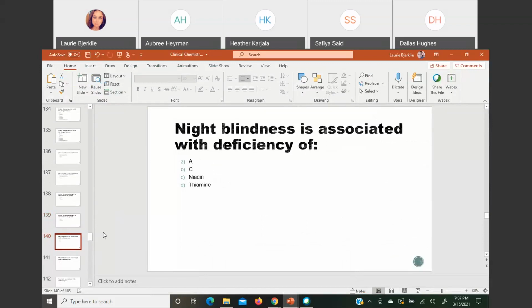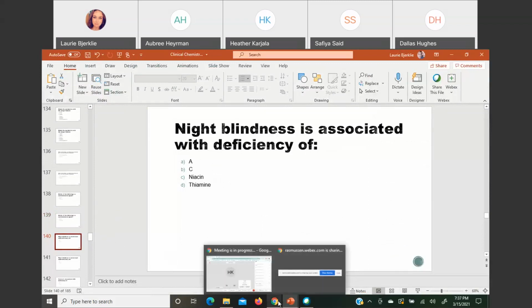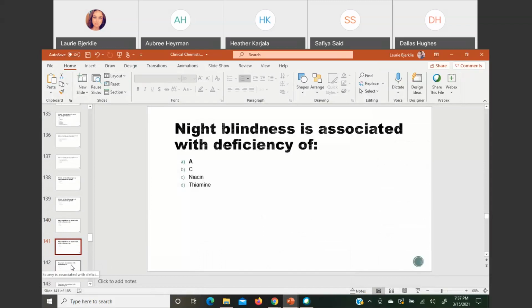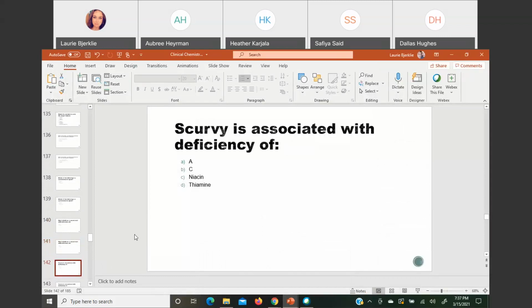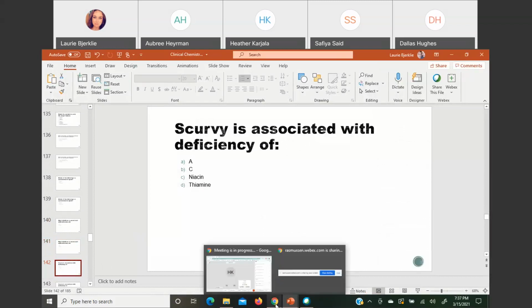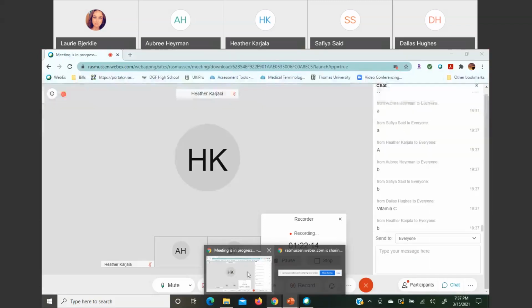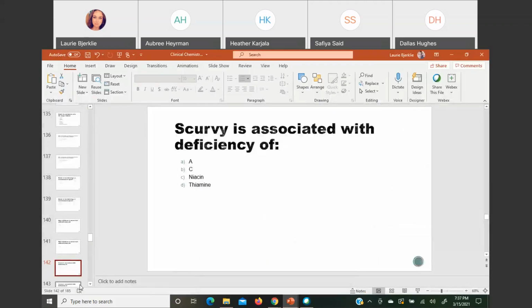Okay, night blindness is associated with a deficiency of what vitamin? Good, it is vitamin A, which is known as retinol, so it does deal with blindness. Scurvy, do you just want to say that like a pirate? Scurvy is associated with a deficiency of what? Yeah, so it is vitamin C.